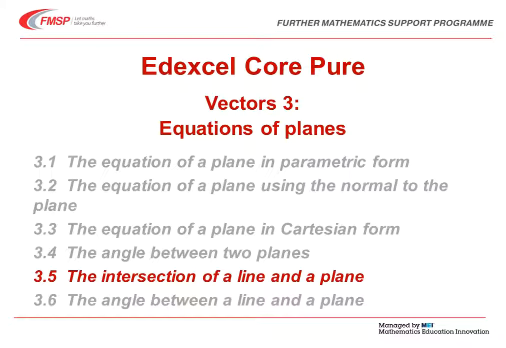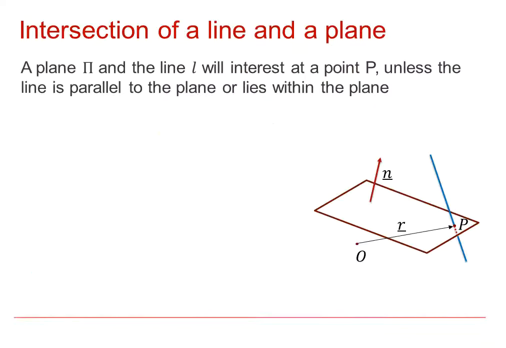EDX call pure vectors 3, equations of planes: the intersection of a line with a plane. A plane and a line will intersect at a point P unless the line is parallel to the plane or lies within the plane. So in the diagram we can see here, the blue line clearly meets the red plane at a point identified as P.